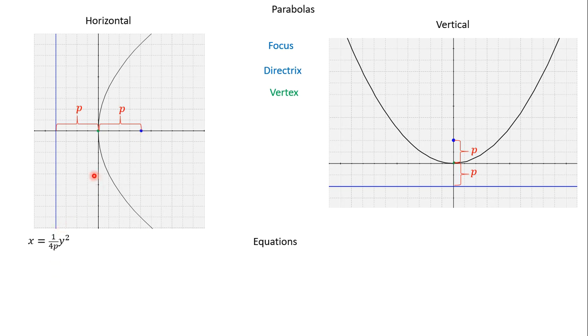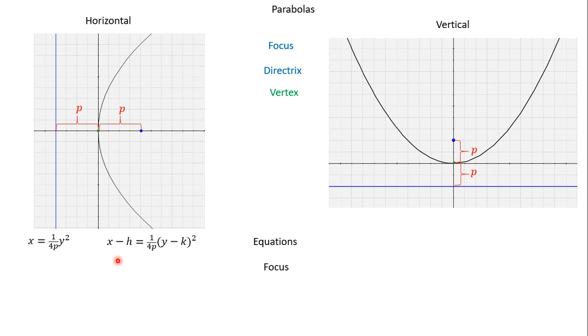If we wanted to move the vertex, so it's on the point h comma k instead of 0, 0, we do the exact same thing we've been doing. X minus h, y minus k. Everything else, the 1 over 4p stays, and we get the general form of the equation for the parabola.